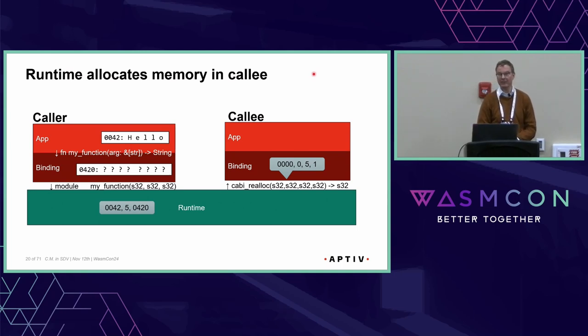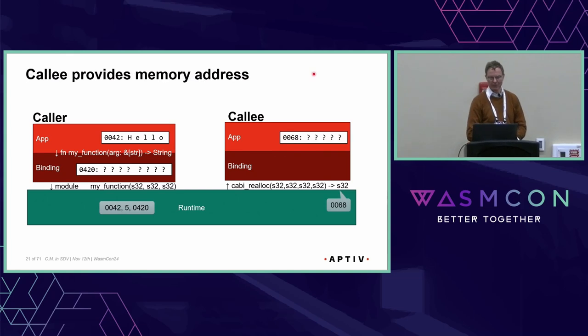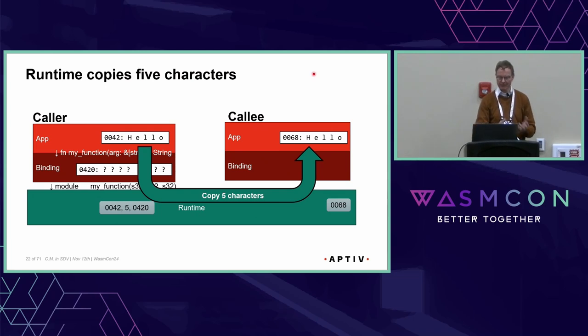For this, we just call the CABI reallocation function, which is doing all the allocation. And the first two arguments are not of importance. It's basically a null pointer, so there's no existing memory buffer to extend. We just want a new one with a length of 5 characters and an alignment of 1, which basically means we don't care about alignment. So our callee will allocate the memory. So now 5 bytes somewhere within the memory are allocated, and it's exactly at address 68. And this is what the binding returns to the runtime. So now the runtime knows about the source address and the destination address. Both are within different memory areas. So it will copy the string from the memory space of the caller into the memory space of the callee.